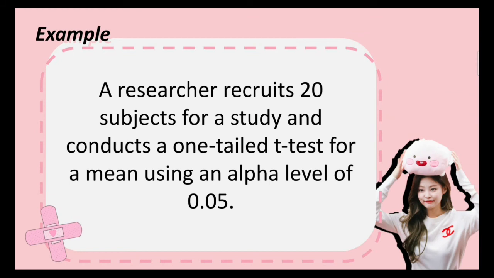Now, let us have more examples in the t-value. Let us have this situation. A researcher recruits 20 subjects for a study and conducts a one-tailed t-test for a mean using an alpha level of 0.05. As you have noticed, in this situation, it is specified that we used a one-tailed t-test. Therefore, the alpha that is given is for one-tailed. So kapag ginamit na natin yung t-table, doon tayo titingin sa one-tail, at doon natin hahanapin yung 0.05.